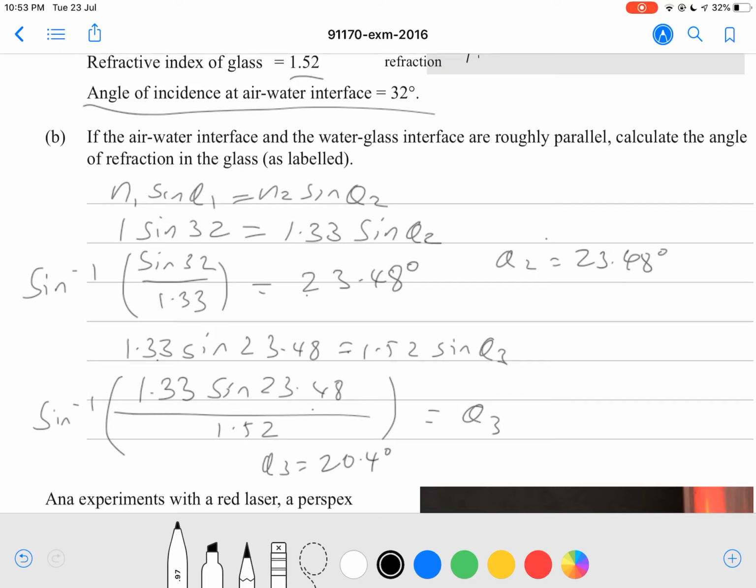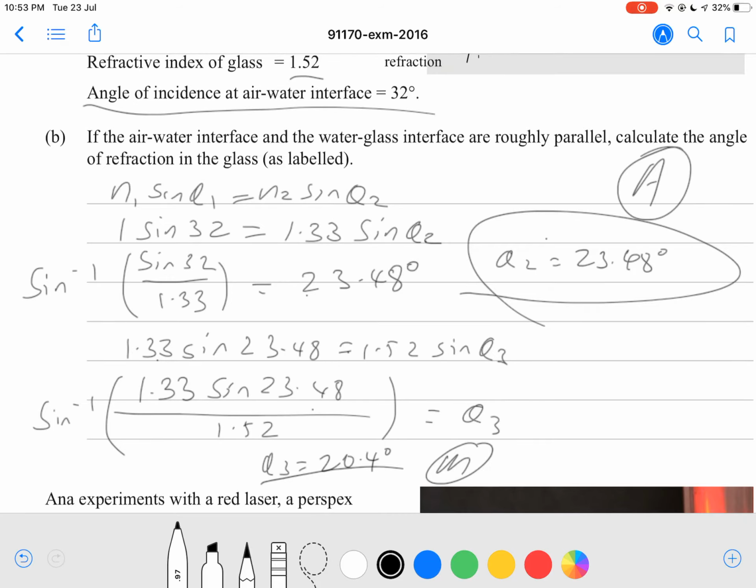Getting your answer as 20.4 degrees there will get you your merit grade. To get an achieved grade, you're only finding one angle. So finding one angle there will get you an achieved.